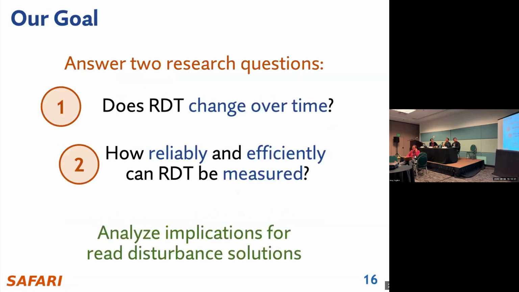And we answered two research questions. Does read disturbance threshold change over time? And how can we reliably and efficiently measure it? And we analyze implications for read disturbance solutions. So basically, the answer to the first question is yes. The second question, we don't know, basically. We don't know how to reliably and efficiently do it. Efficiently is hard. Reliably is easy.